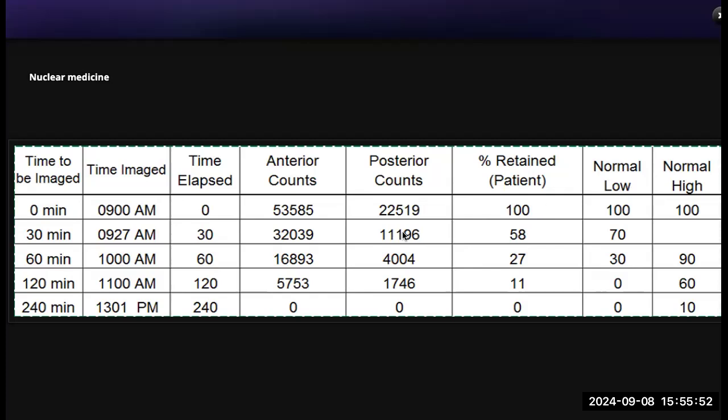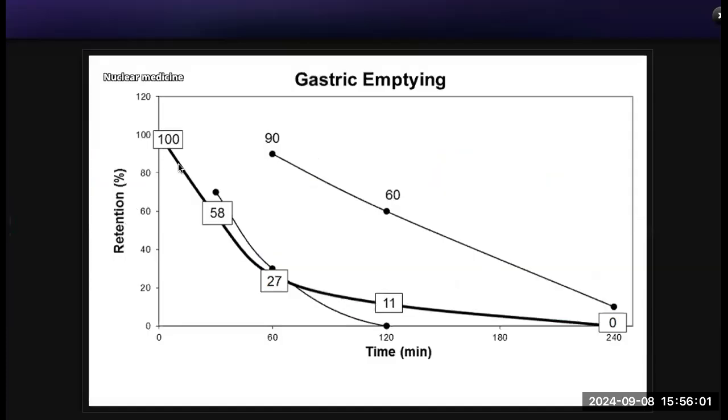So the whole point was just to show you how a gastric emptying nuclear scan will look, and this is how you should be telling. The graph is actually showing you the retention, which is going down to 0 with each time interval. So this is how the tracer will go down.